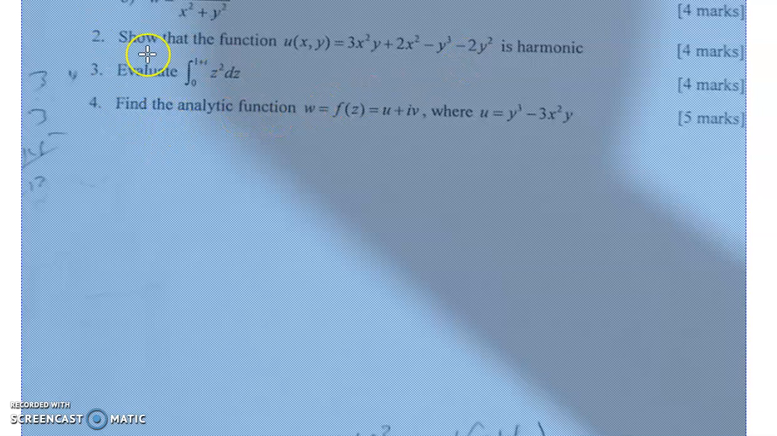But here we cannot differentiate because this is a line, and there is what we call instantaneous change. It keeps changing, so you cannot differentiate in that area. So instead of differentiation, what we do is integration. In this question 3, we have to integrate from 0 to 1 plus i of this complex number z squared. So let me show you what to do.